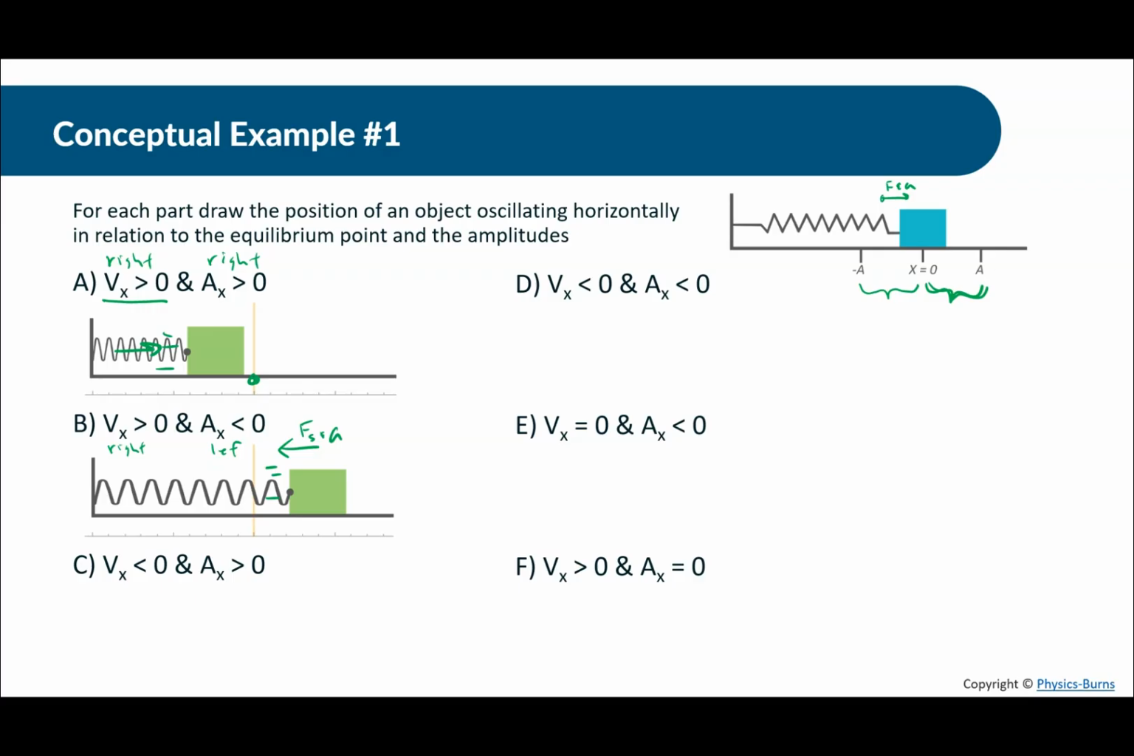Okay. The velocity is less than 0, meaning it's going to the left, and the acceleration is going to the right. Okay, so hopefully you're getting the feeling of this. If the acceleration is going to the right, that means it's on this part of the equilibrium. And if it's going to the left, that means it's getting pulled back, moving to the left over here. So it's moving this way.